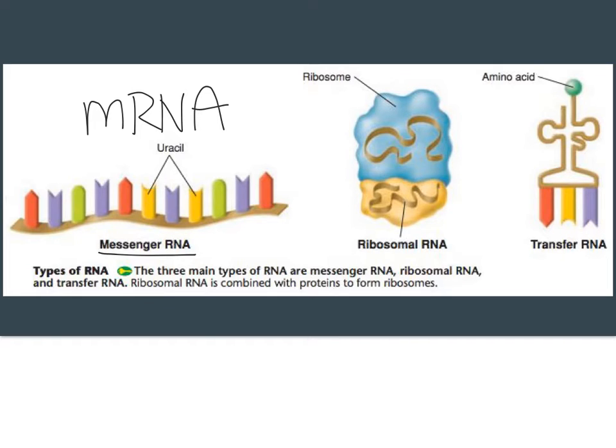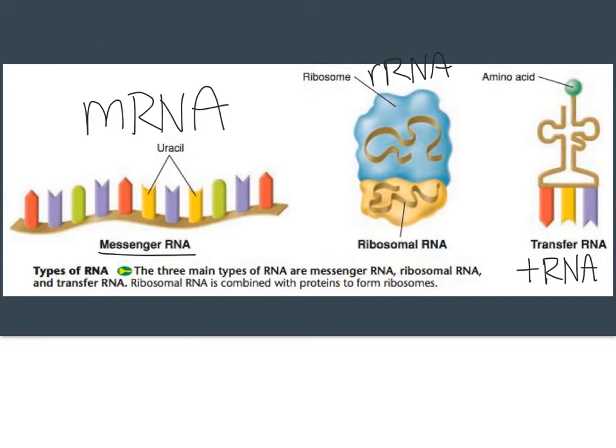Alright, ribosomal RNA. If you remember, we have ribosomes. Ribosomes actually are made up of RNA. So we have something called rRNA, which is going to be our ribosome. So when our ribosomes come in and help with our protein synthesis, this is the form of RNA called rRNA. And then our last one is called tRNA. And this is a transfer RNA.